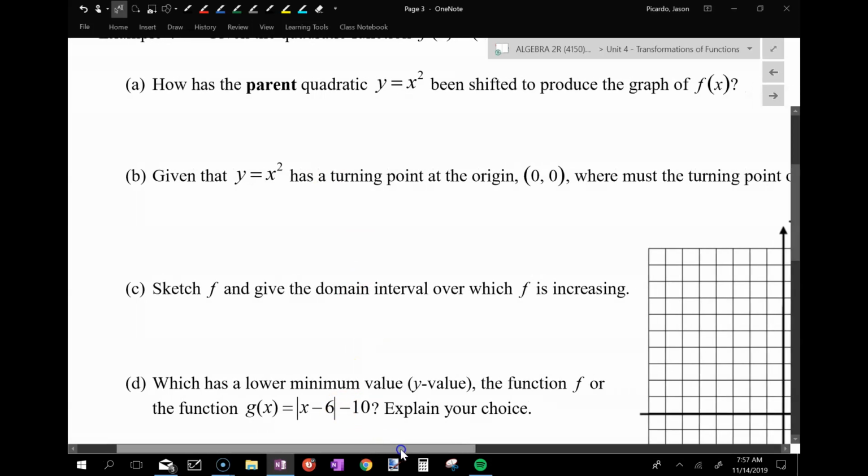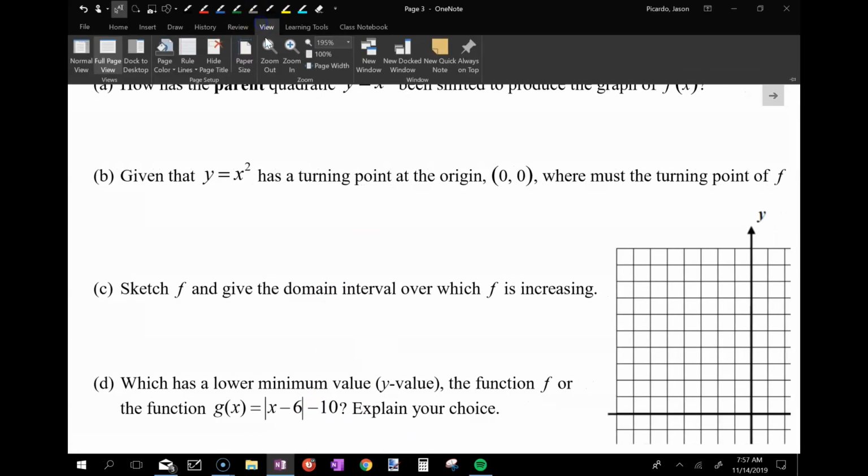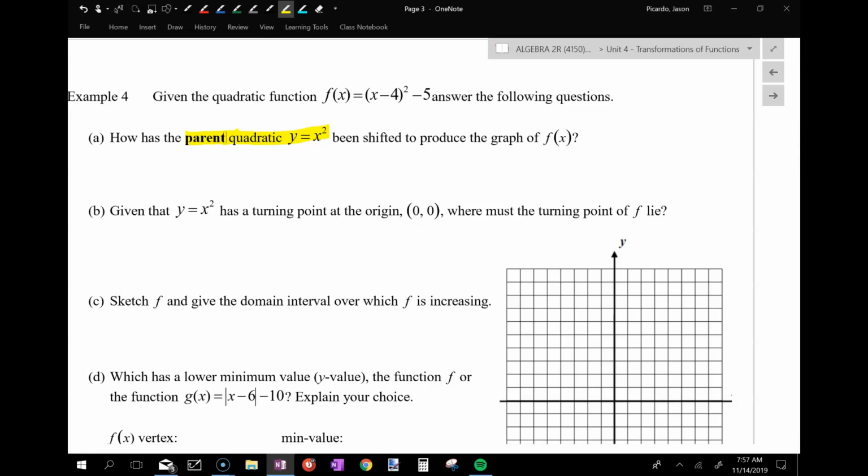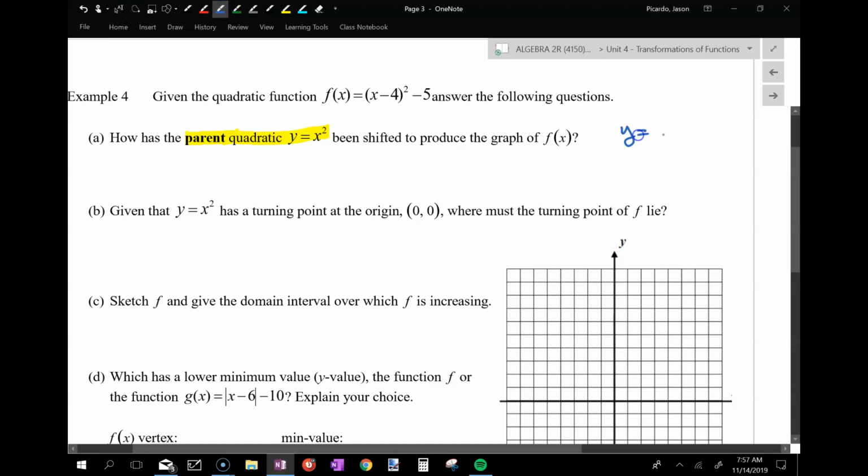New phrase, Leonardo. The new phrase, parent function. Parent, in this case, it's the parent quadratic, okay? Guys, if I just say y equals x squared, and I asked you guys to graph y equals x squared, it would be a parabola, right?